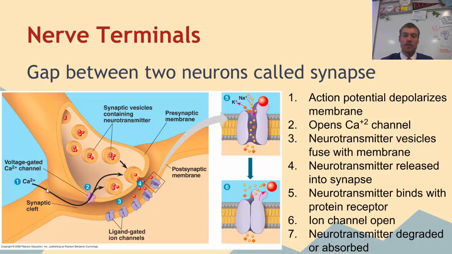So the calcium channels are going to promote the neurotransmitter vesicles from fusing with the membrane. So these neurotransmitter vesicles are going to fuse with the membrane. When they fuse with the membrane, they're going to release the neurotransmitters into the synapse. Those neurotransmitters are then going to bind with protein receptors, which are found on the next cell. Those are going to open up an ion channel, which is going to allow sodium and potassium ions to flood in opposite directions of each other. And that is going to then propagate the action potential next down the road. And then the neurotransmitter is either degraded or absorbed into the cells.